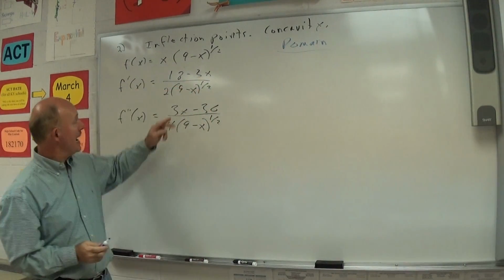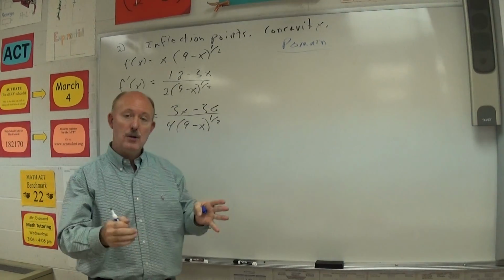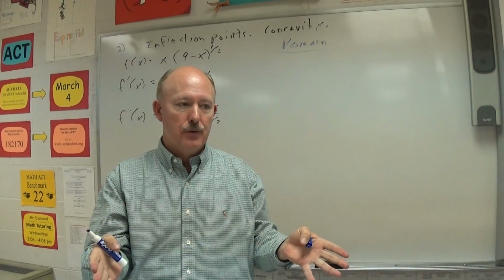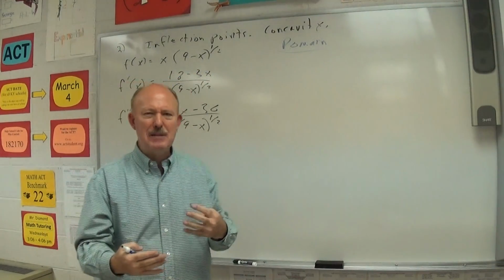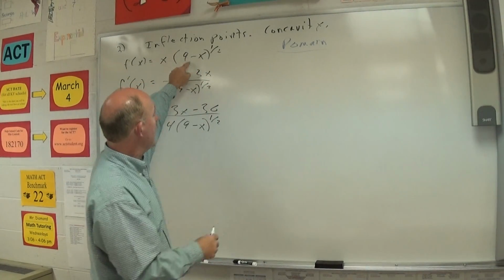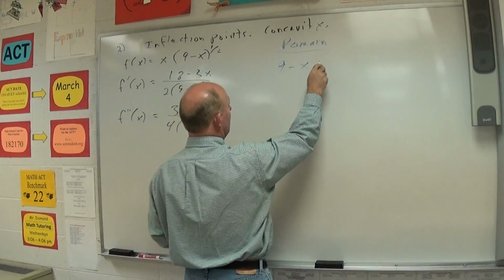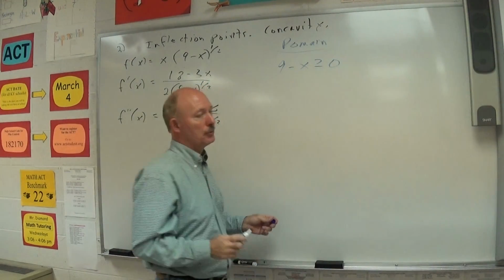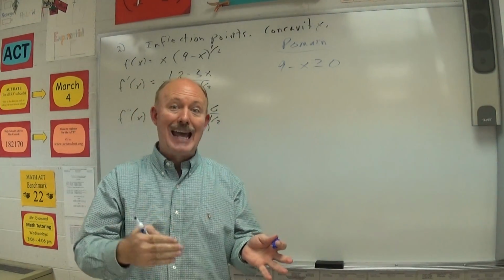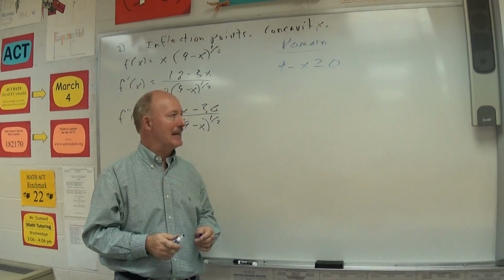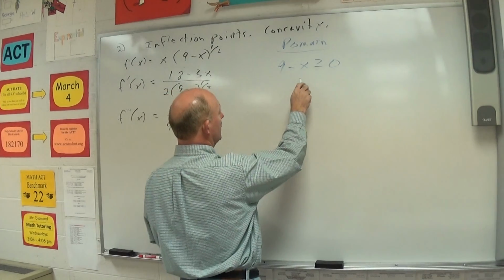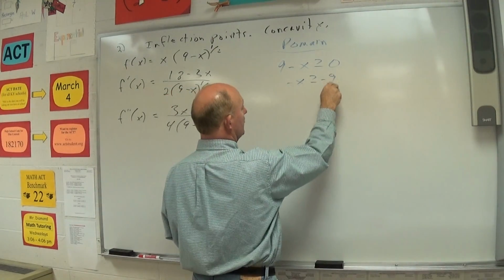All right, now the domain. Now you look at the original function. The original function has a radical, so the radicand underneath the radical can't be negative. So to get our domain, we're going to have to do 9 minus x has to be greater than or equal to 0. It can be 0. And it has to be positive. So it's a square root, so the radicand cannot be negative. Now, solving this for x will give us negative x greater than or equal to negative 9.